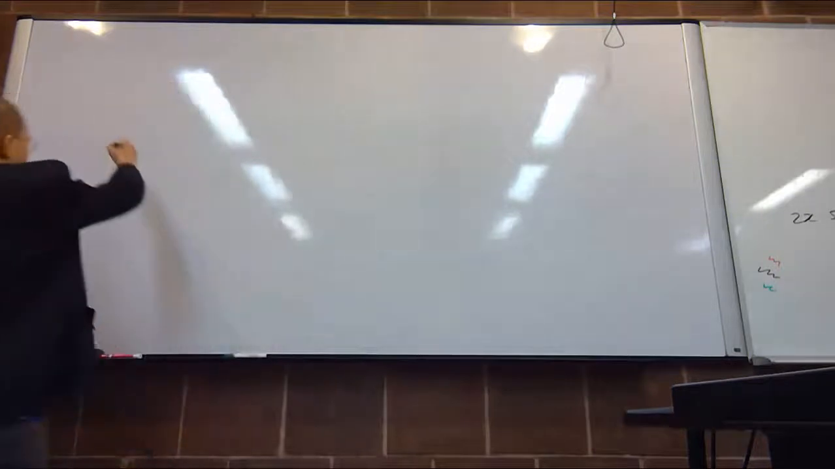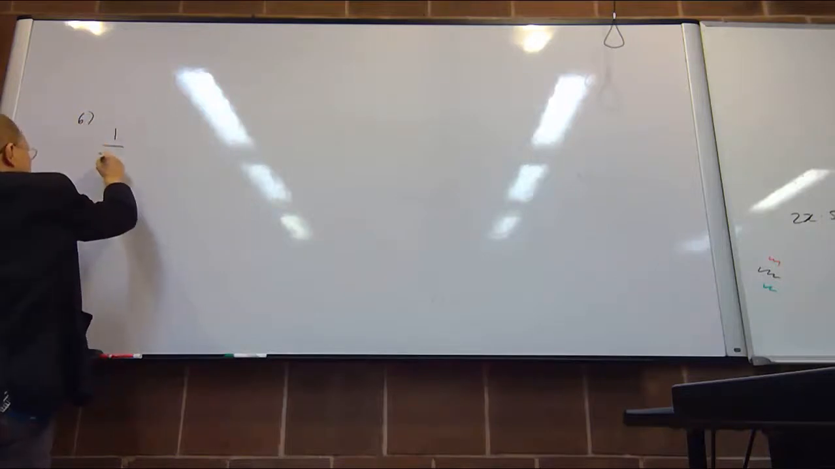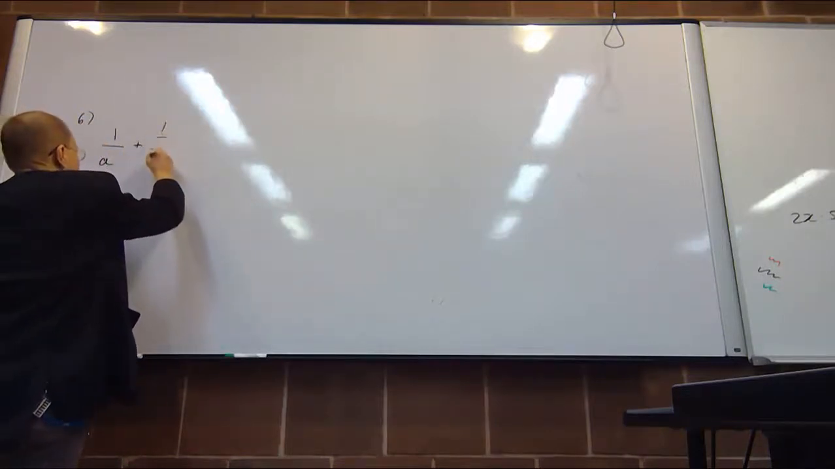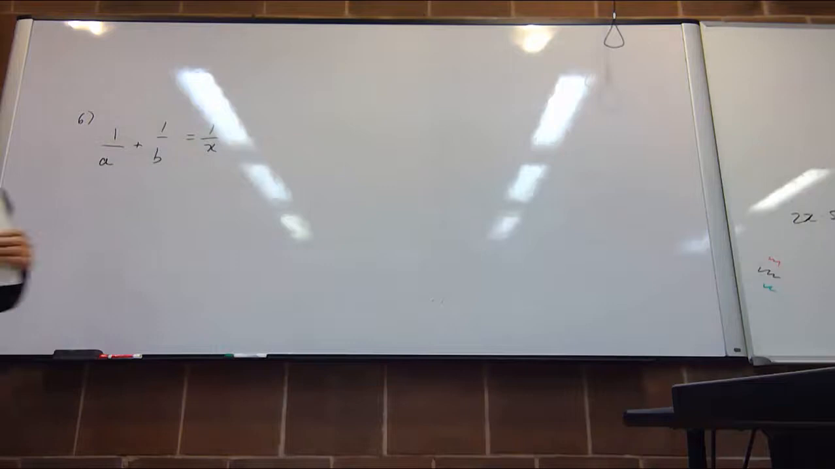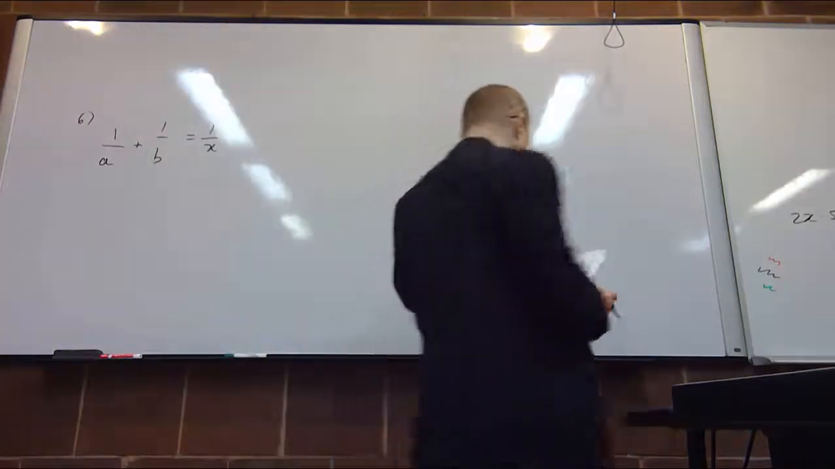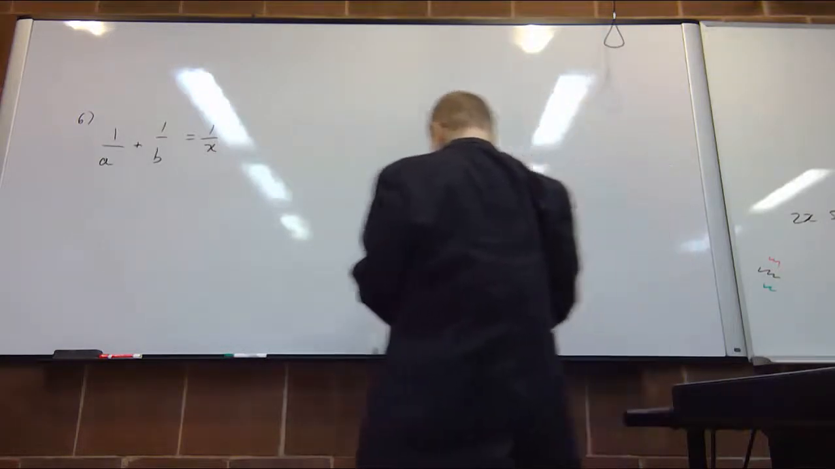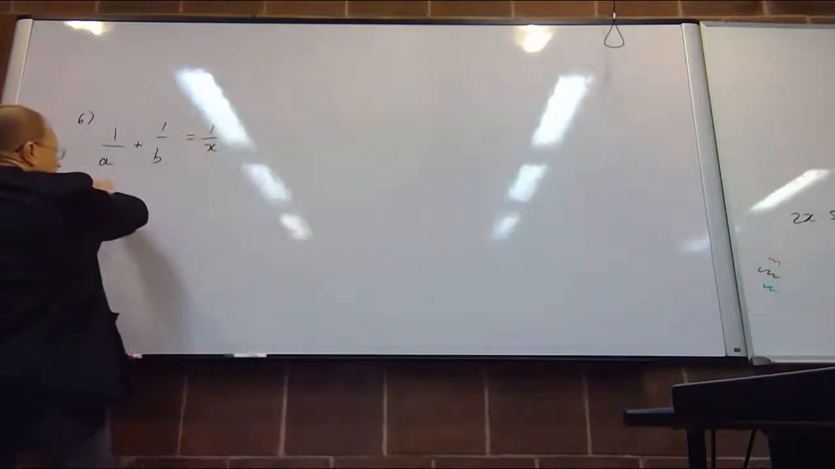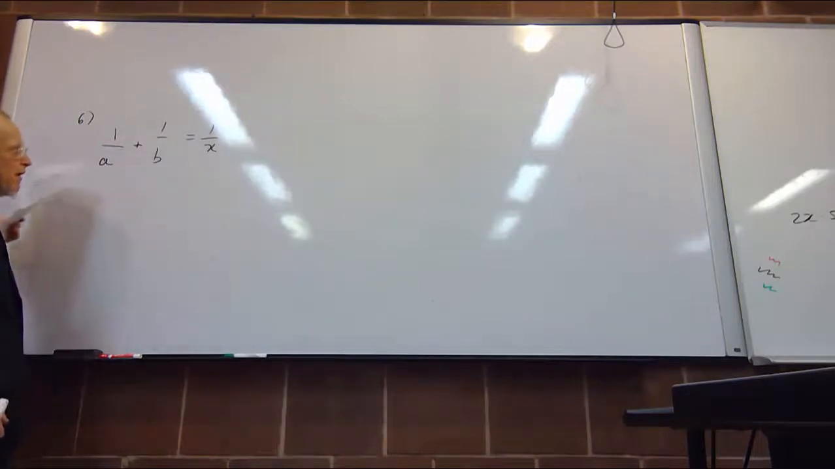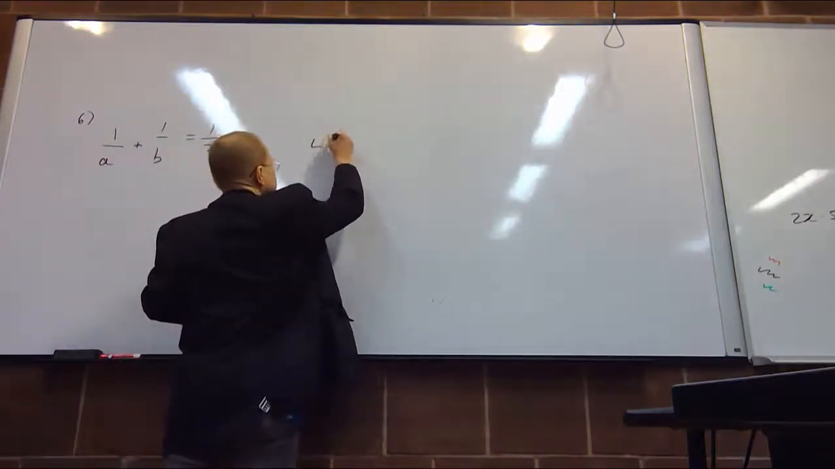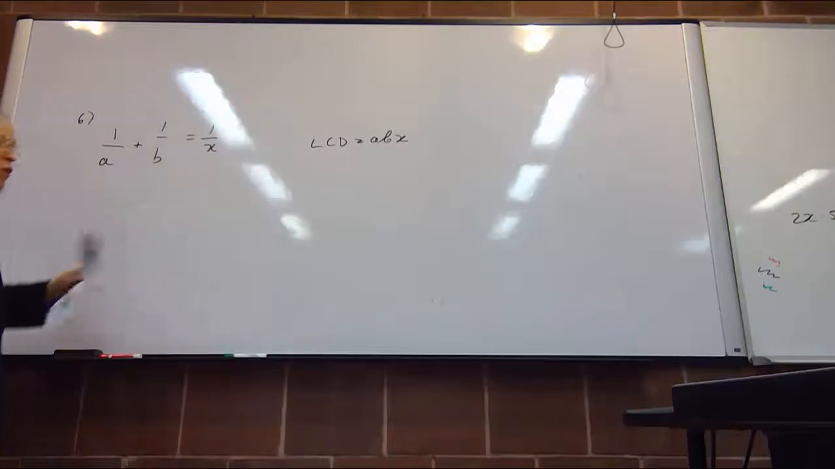And that means we have, here's a situation in number 6, where we have 1 over a plus 1 over b is equal to 1 over x. So here we want to solve for x. So again, we do the same sort of thing. We want to look for the lowest common denominator and clear the denominator. In this case, the lowest common denominator is abx. So we multiply the whole thing through.